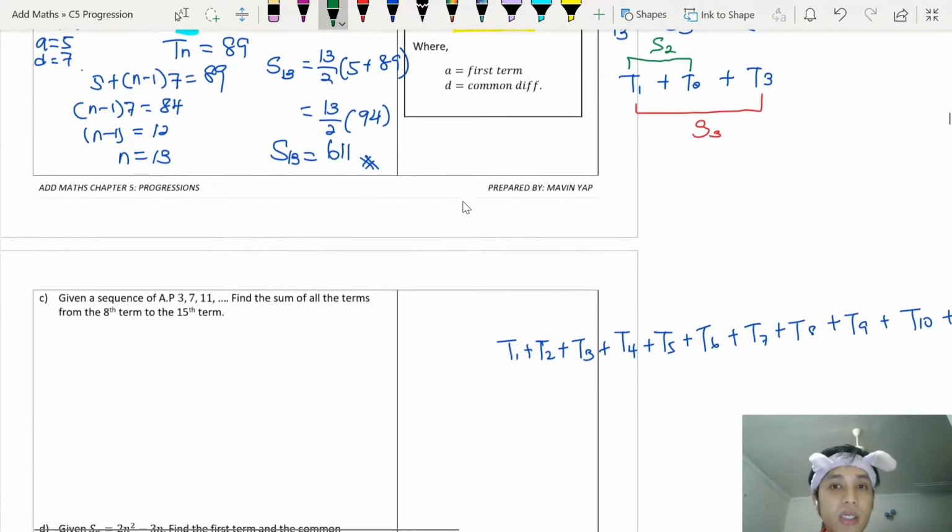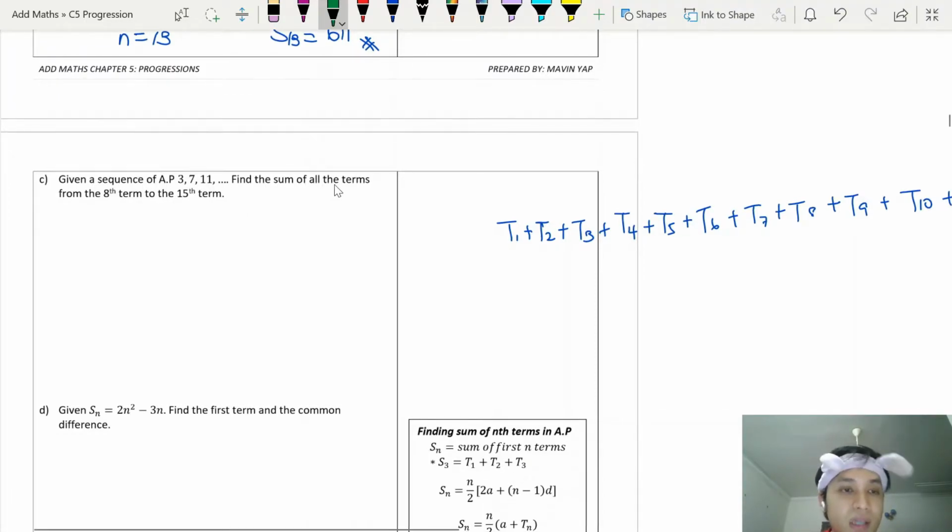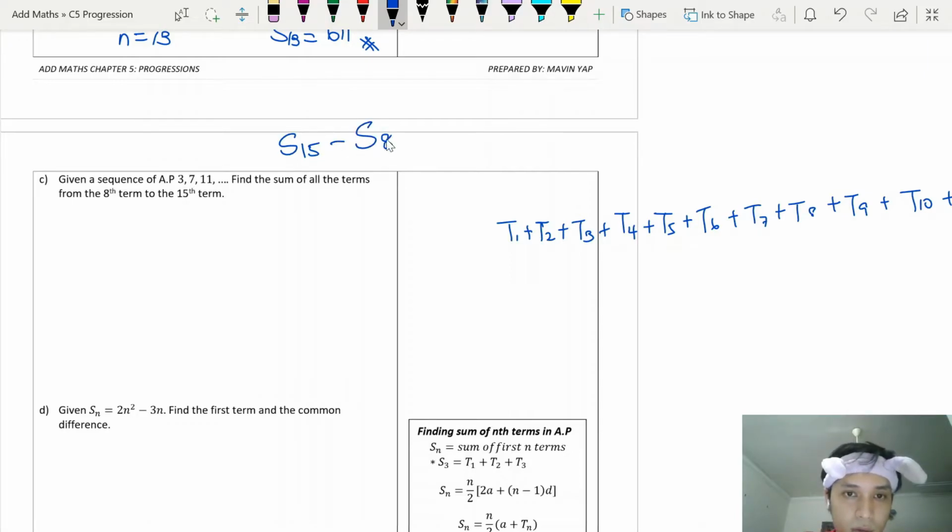Now let's look at question C right here. Given a sequence 3, 7, 11, find the sum of all the terms from 8 to 15. The first common mistake that students always make is this: they see the sentence, sum of all terms from 8 to 15, and naturally want to know the total between the 8th term and the 15th term. So naturally, all of us will straight away take S15 minus S8. This is wrong.